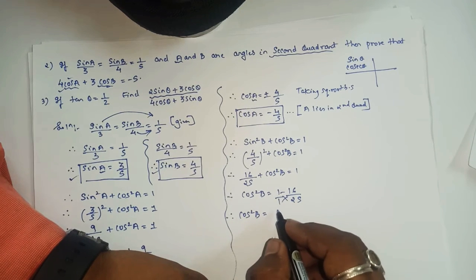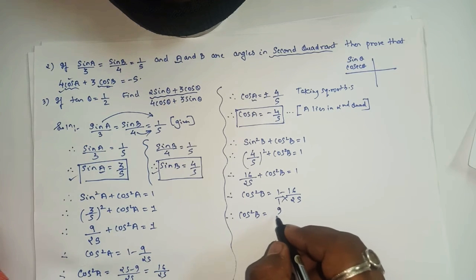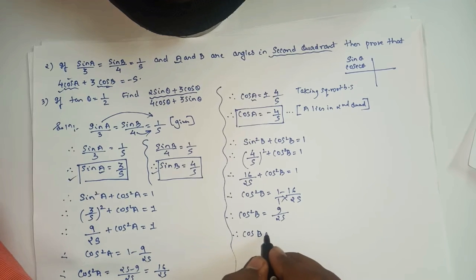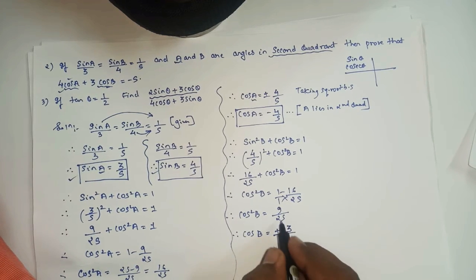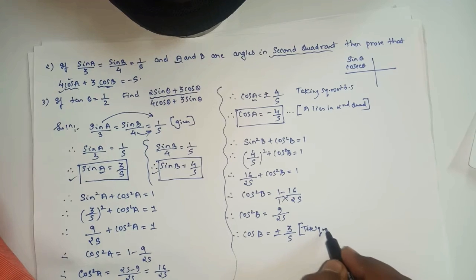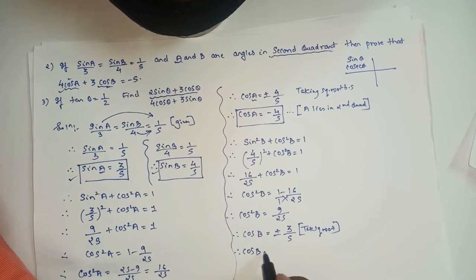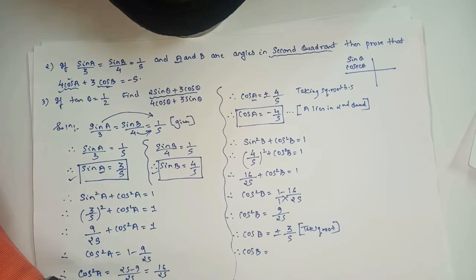Okay, so 25 minus 16, that is 9 upon 25. So here also we'll do taking square root on both the sides. So here you will get two answers. Square root of 9 is 3 and of 25 is 5. Okay, taking square root on both sides. But for this part we have to consider only one answer. Either the answer of cos B will be positive or it will be negative.